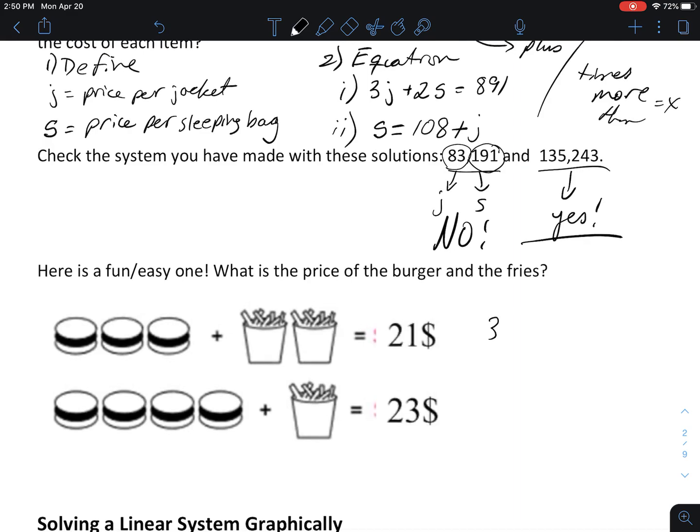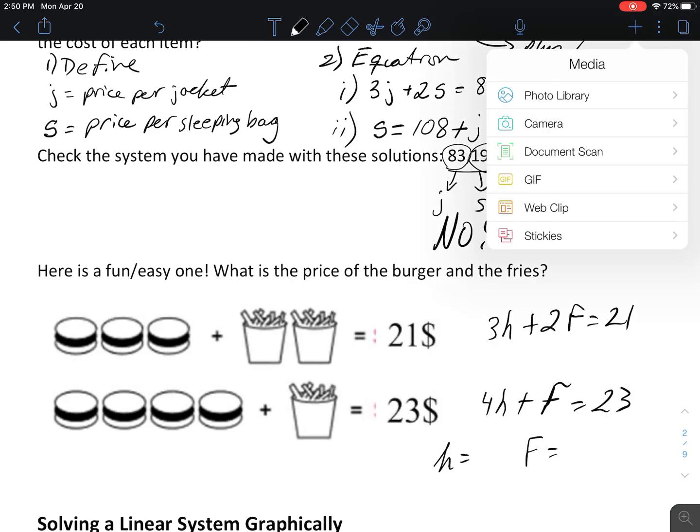And now lastly, here's kind of just one for fun about some hamburgers and fries. And this is kind of what we're working our way up to. So I have 3 hamburgers plus 2 fries is $21. 4 hamburgers plus 1 fry is $23. What's the hamburger and what's the fry?